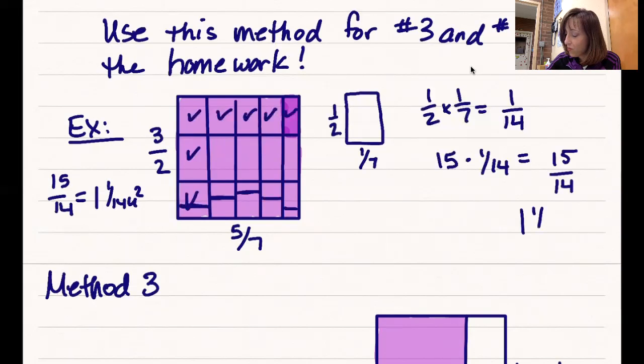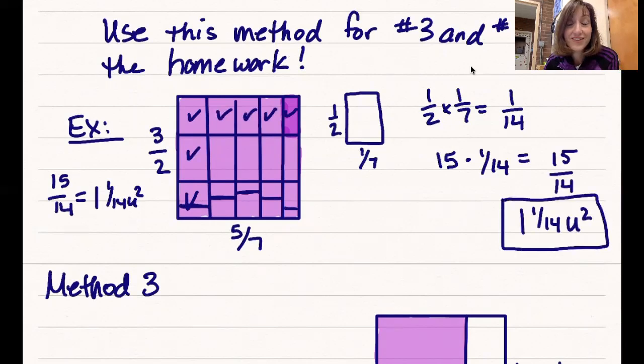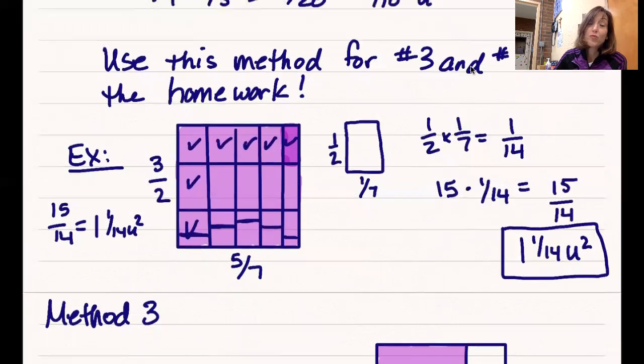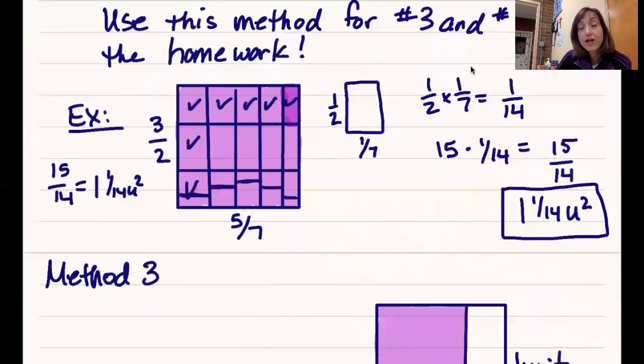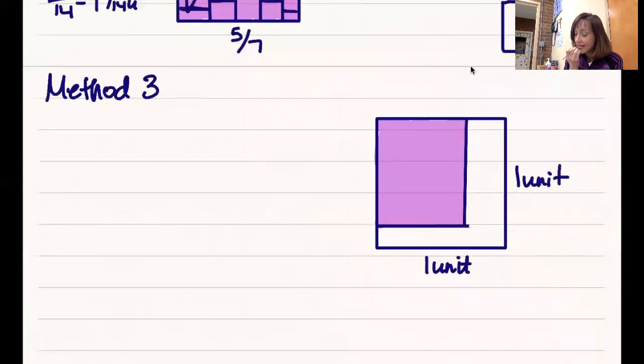Try that again. 1 1/14 units squared is the area of the rectangle that I've drawn for you. Okay, that was method 2, where we're breaking the rectangle into smaller pieces with unit fraction side lengths. And now finally, our last method is method 3.